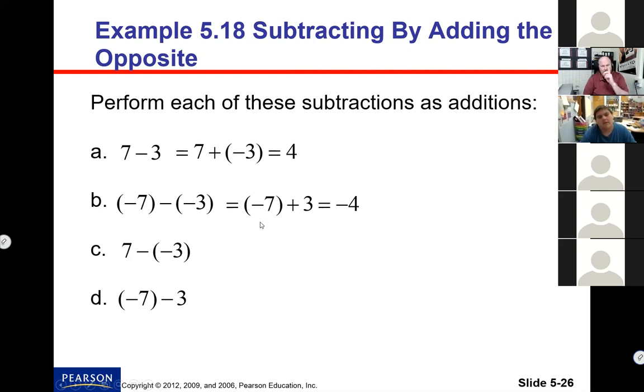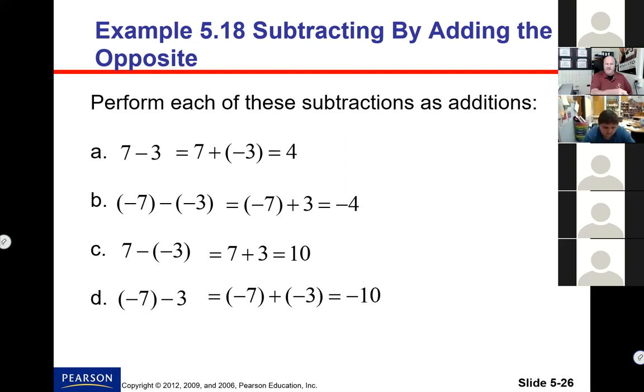Now, the next one though, watch this. 7 minus -3. I don't like that. I really don't like the way that's written. But if we add the opposite, it's exactly the same as 7 plus 3. Way nicer to work with, right? That one to me makes way more sense for doing the adding the opposite. And then the last one, -7 minus 3. If I were to do the adding the opposite, it would be -7 plus -3. Yeah, I like that method again.